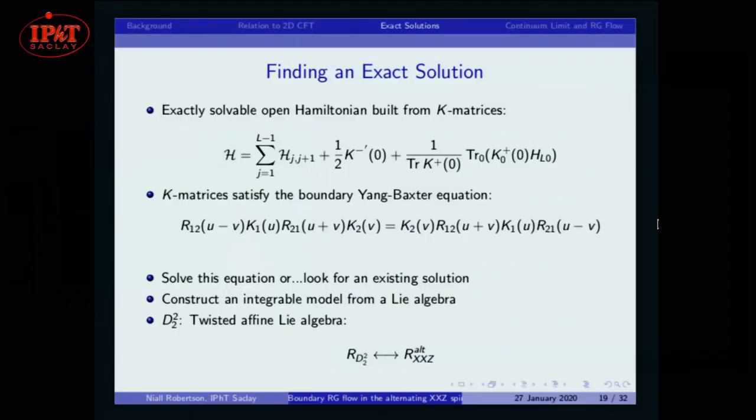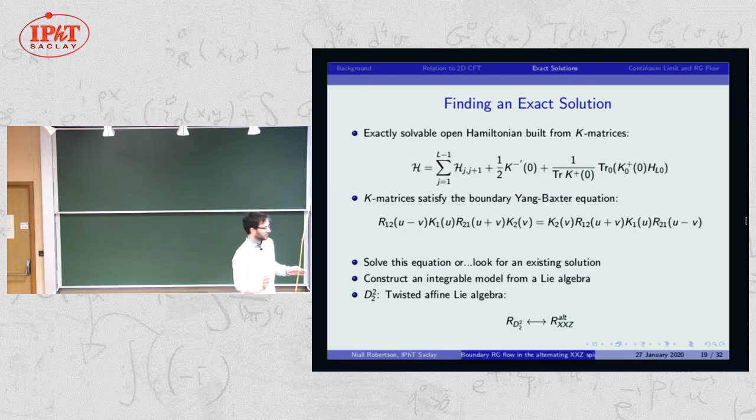Point is that if we dig deep enough into the literature, we find this D22 twisted affine Lie algebra, which I won't say anything more about, other than that when you go through this construction to make an integral model from such an algebra, it turns out that the R matrix you end up with is exactly our R matrix of the staggered six vertex model, with a caveat that you have to write everything in the appropriate basis, and you have to relate the parameters in both of these models in a consistent way. Point is, it's possible. So we might hope that somebody else has studied this D22 model and therefore solved this equation already and found these K.